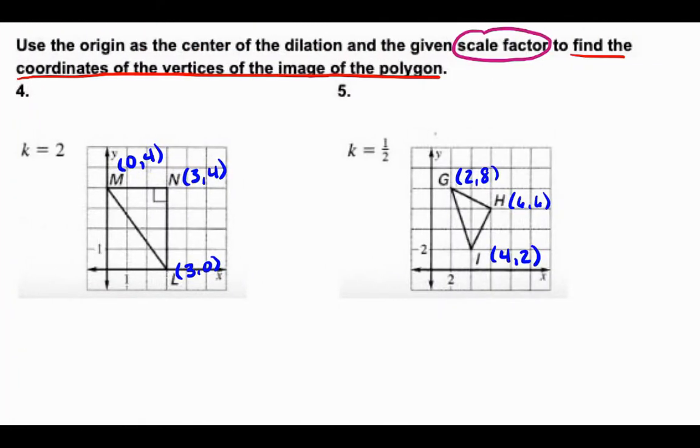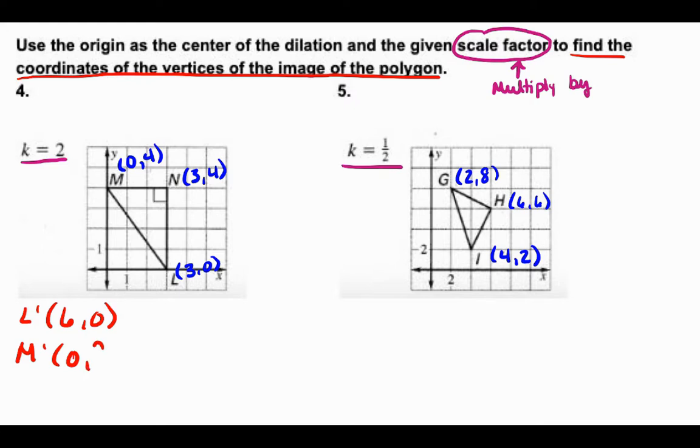If we're using the origin as our center of dilation and you are given a scale factor, and we're going to find the coordinates of the vertices of the image, we simply multiply by the scale factor. So for each ordered pair, every coordinate is simply multiplied by the scale factor. So for L prime, we're going to do 2 times 3 and 2 times 0. For M prime, we're going to do 2 times 0 and 2 times 4. And for N prime, we're going to do 2 times 3 and 2 times 4.